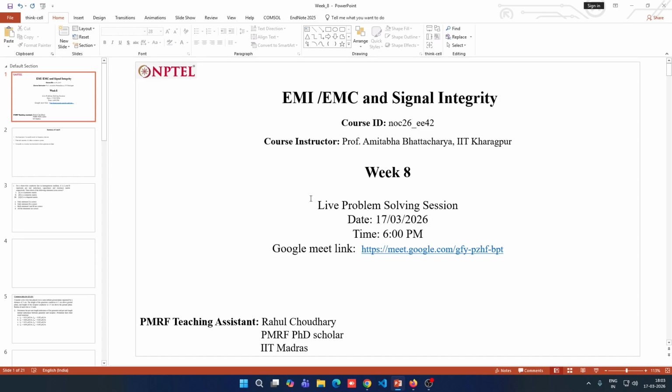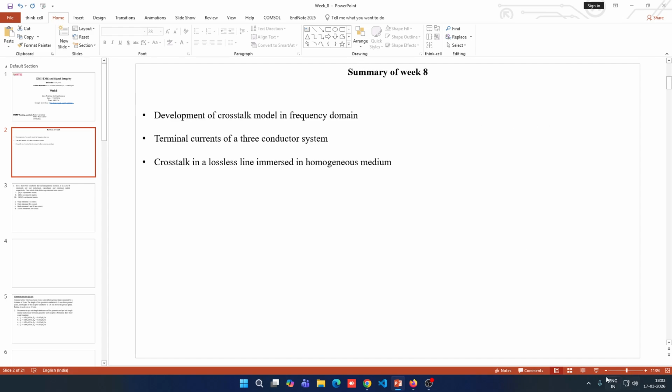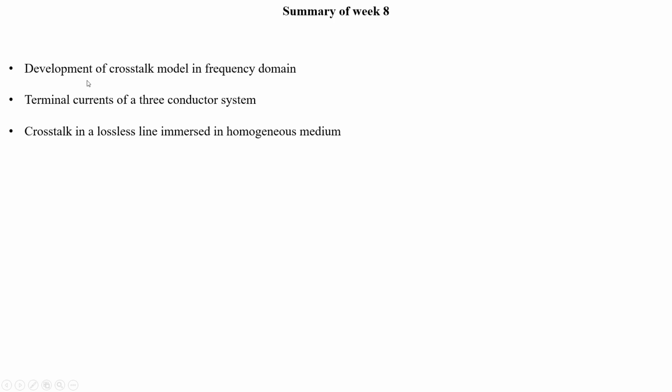So this is the 8th live problem solving session based on the lectures of week 8. Just a brief summary of this week: the lectures covered the development of the crosstalk model in frequency domain, the terminal currents of a three conductor system, and crosstalk in a lossless line. The last lecture, lecture number 40, was about crosstalk in a lossless line immersed in a homogeneous medium. So we'll be solving 10 problems based on the topics covered last week.